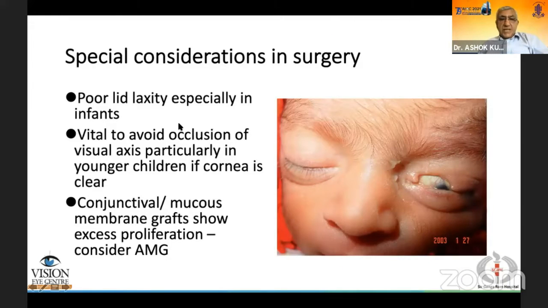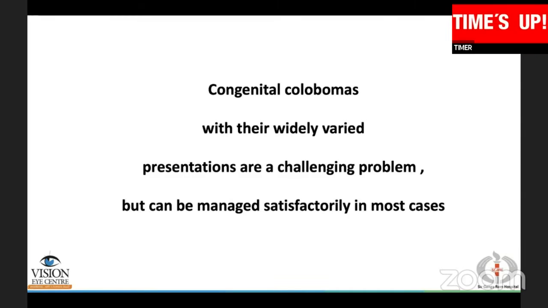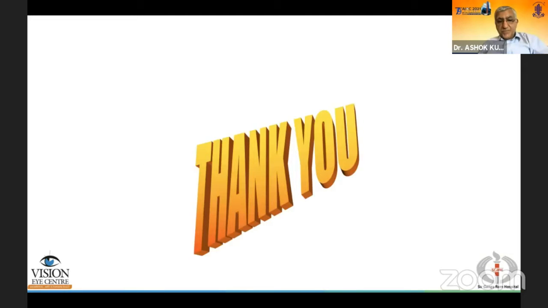So to summarize, the special considerations in surgery are that there is poor lid laxity, particularly if you have to operate them young. In younger children, occlusion of the visual axis should be avoided, and mucous membrane grafts show excess proliferation, so consider AMG. So congenital colobomas with their widely varied presentations are an extremely challenging problem, but can be managed satisfactorily in most cases. Thank you.